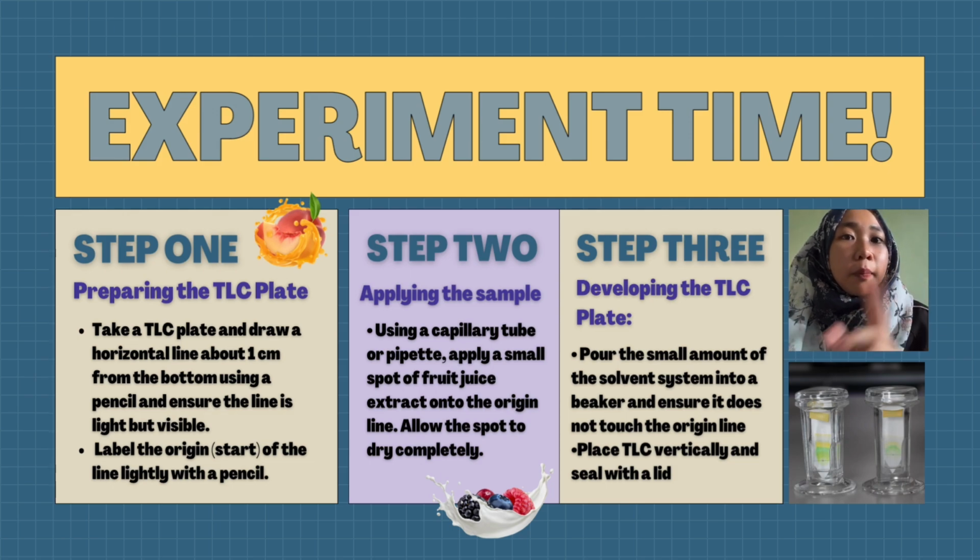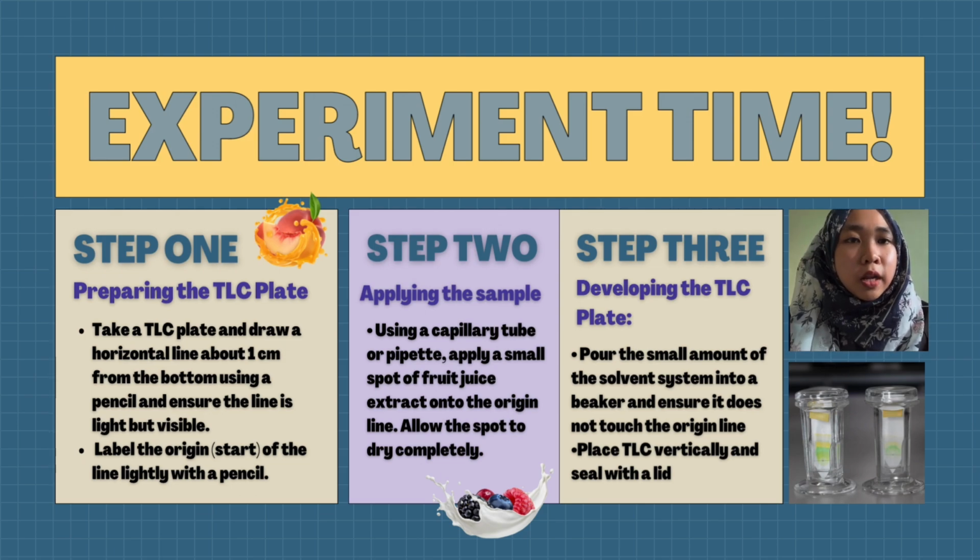Step 2. Applying the sample. Using a capillary tube or pipette, apply a small spot of fruit juice extract onto the origin line. Allow the spot to dry completely.